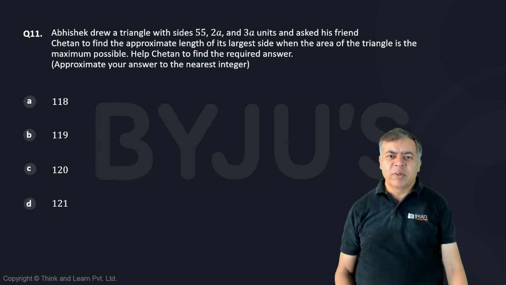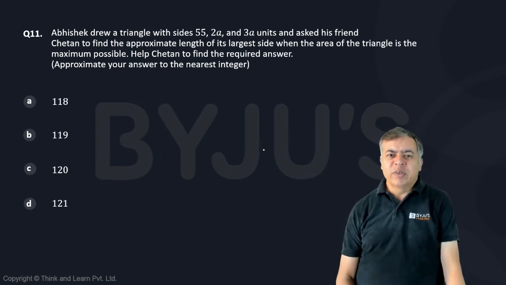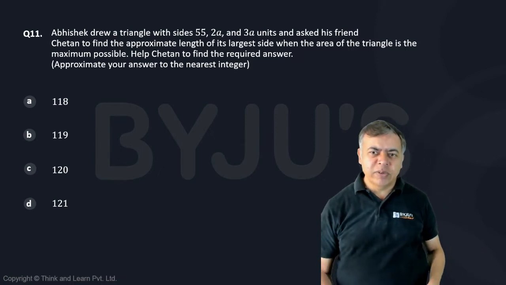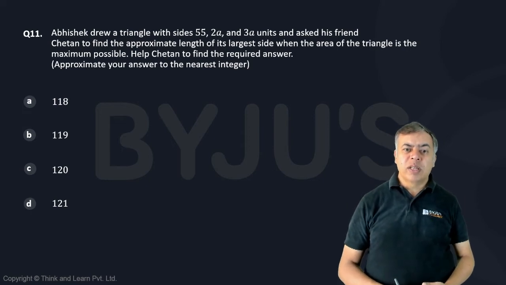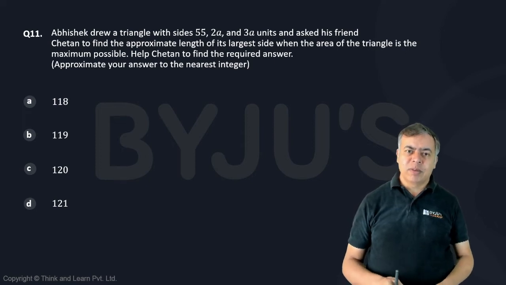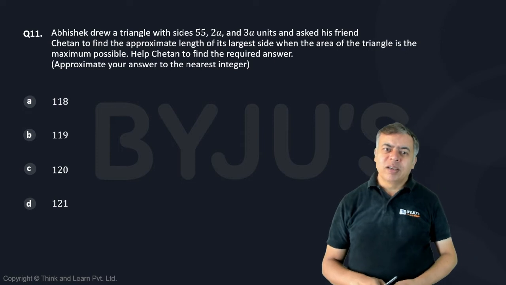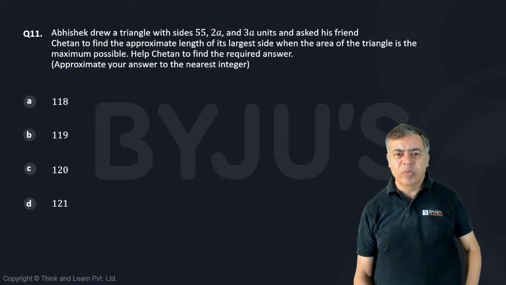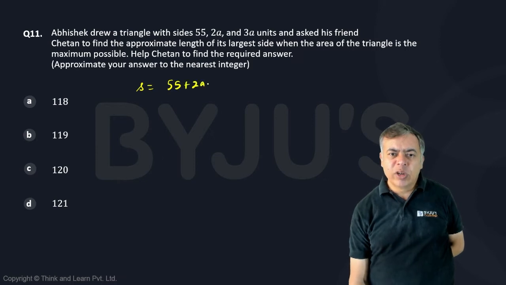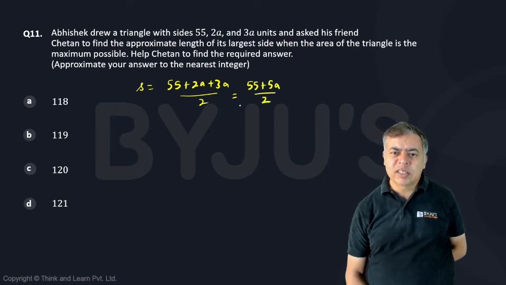The three sides are 55, 2a, 3a. We need to calculate the length of the largest side when the area is the maximum possible. So if I go by Heron's formula, I need to take the semi perimeter. The semi perimeter will be (55 plus 2a plus 3a) by 2, which becomes (55 plus 5a) by 2. This is my semi perimeter.